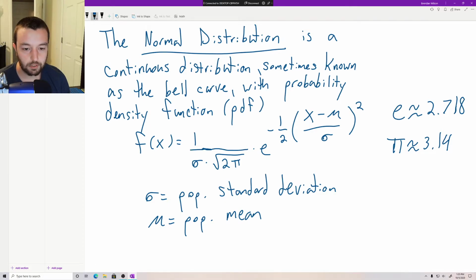But like I said, we don't need to work with this. We're never going to work with this function. This is just so you know what it does look like. Okay.